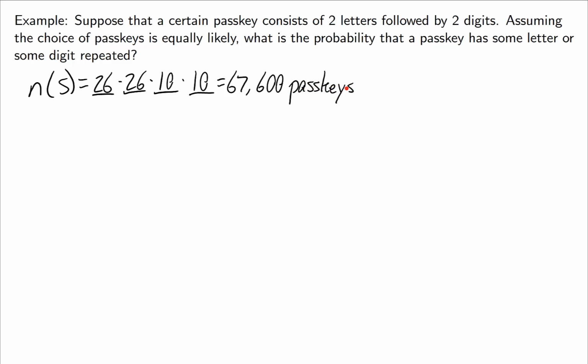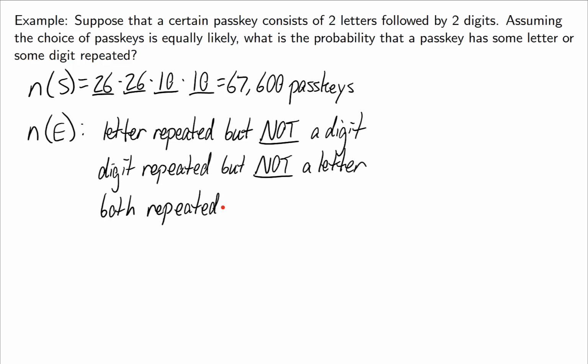Now for N of E, I'm going to break it down a little bit. The word OR is a little bit tricky here. Here's the 3 cases that I'll consider. If it has some letter or some digit repeated, then you could have a letter repeated but not a digit. You could have a digit repeated but not a letter. And then often when the word OR is used, it's not necessarily the exclusive OR. It could be that both are repeated. And that's what we will assume here.